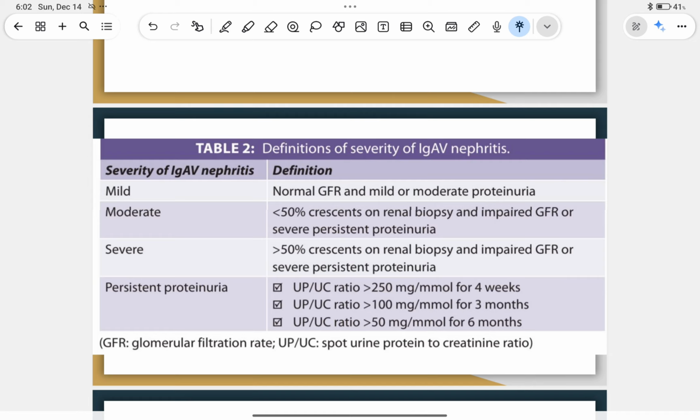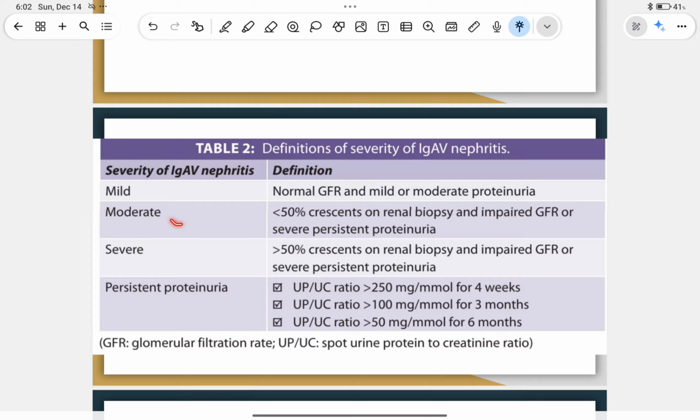So what is persistent proteinuria? Whenever urine protein creatinine ratio is more than 250 for 4 weeks. This is one important thing you have to remember. Urine protein creatinine ratio normal is less than 30. Okay, but when there is more than 250 urine protein creatinine ratio lasting for 1 month, we call it as persistent proteinuria.